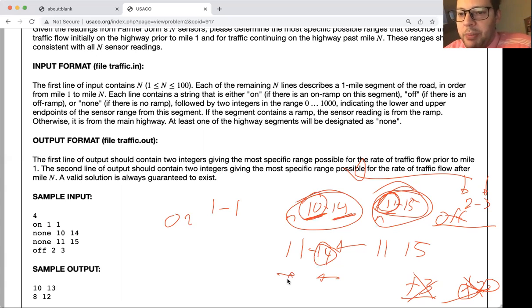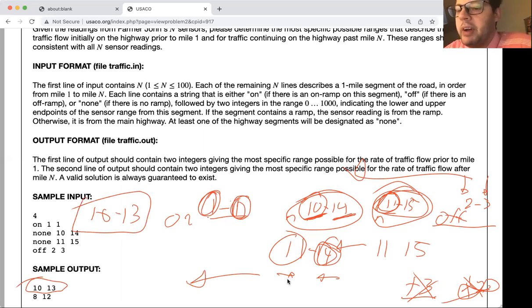Here I have an on-ramp. On-ramp guarantees that one person got on, but again, we would be matching the small sides and the large sides. So 11 minus 1 would be 10, and then 14 minus 1 would be 13. So I'll have 10 to 13. And 10 to 13 is what I have for my first line of output.